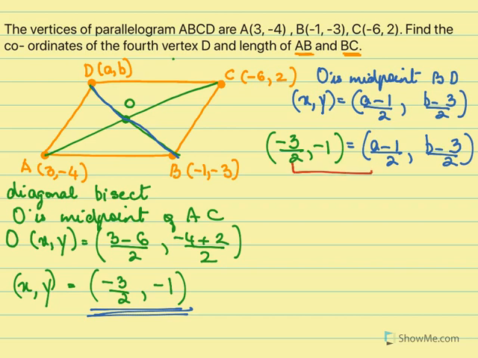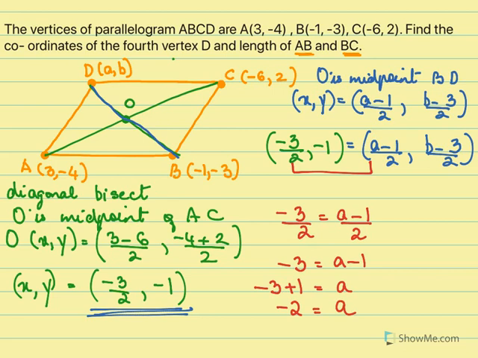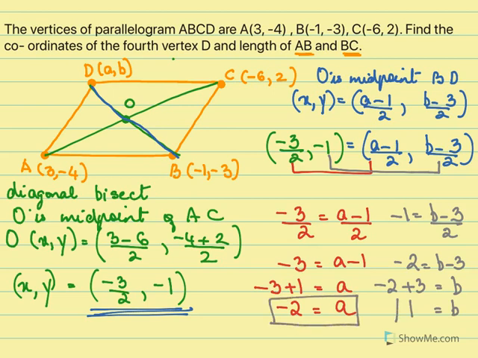Now when we compare, this is equal. So I say minus 3 by 2 equal to a minus 1 by 2, minus 3 equal to a minus 1, a equal to minus 3 plus 1. So minus 2 equal to a. And the y also will be equal. So minus 1 equal to b minus 3 over 2. Cross multiply, minus 2 equal to b minus 3. So b is minus 2 plus 3. So b equal to 1. So a is minus 2, b equal to 1.